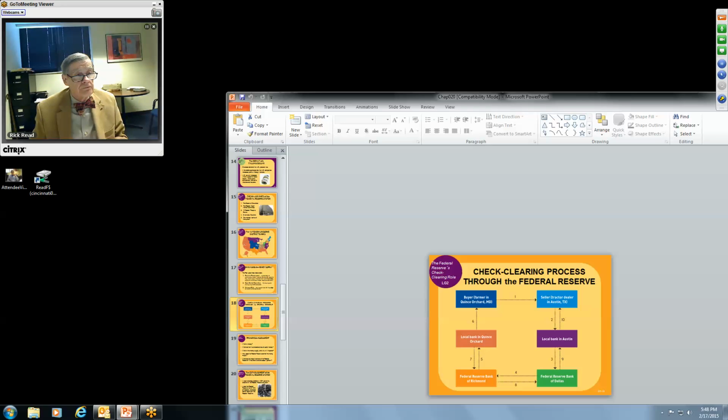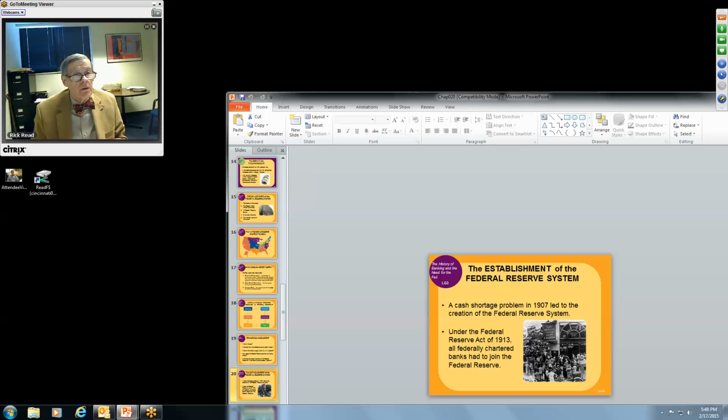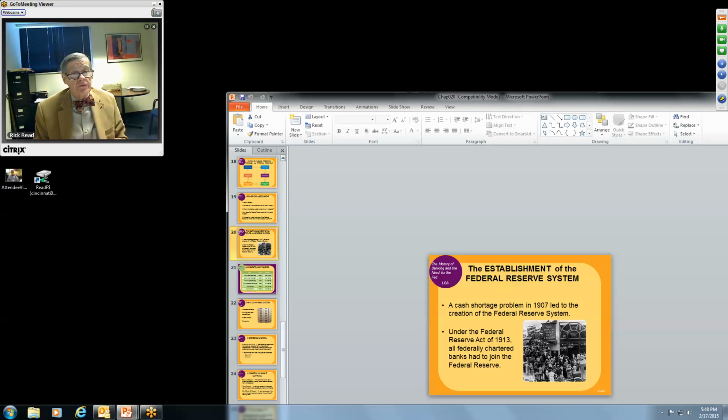Now, the Federal Reserve had its genesis in 1907, in a financial panic, a cash problem, as it says here, in 1907. There are people that say, and I don't know how true this is, that it was kind of generated by J.P. Morgan. And then J.P. Morgan came to the rescue by putting some money someplace.